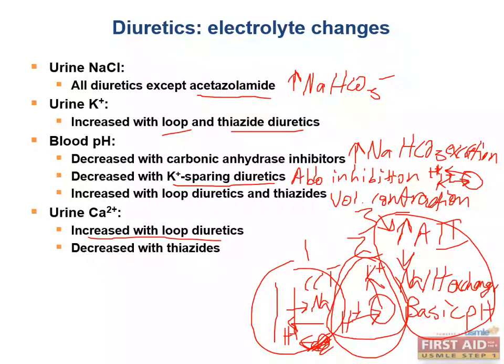And urine calcium is going to be increased with loop diuretics. Remember that loops lose calcium, and so calcium will be excreted in greater quantity in the urine. And thiazides decrease urine calcium concentration, and this is due to the increase in paracellular calcium reabsorption. So, thiazides will decrease urine calcium excretion.